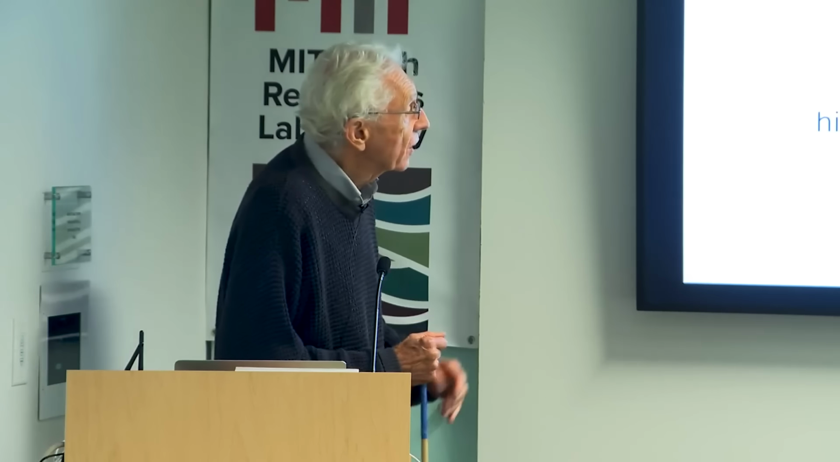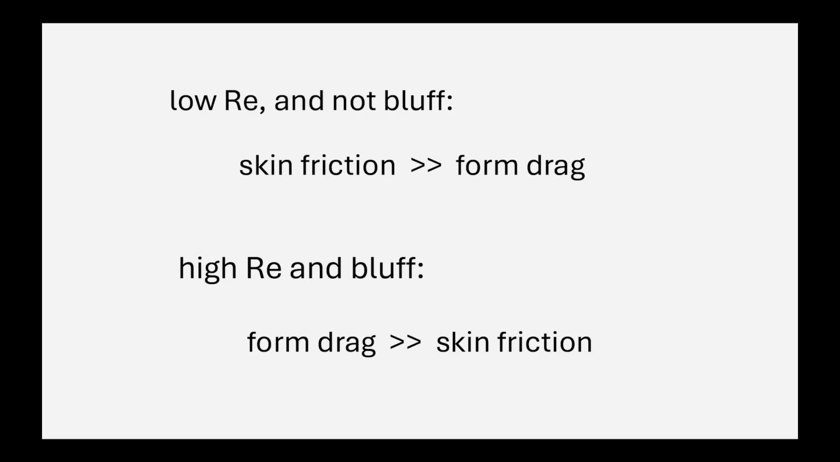So, for low Reynolds number, and not bluff body, smooth boundary, skin friction, that is the friction right at the boundary between the flow and the solid surface, is much greater than this form drag that I mentioned on the last slide about the flow around a sphere. Big pressure difference, and you get a lot of force on the particle. But in relatively high Reynolds number, around bluff bodies, form drag is far greater than skin friction. So just keep that in mind.